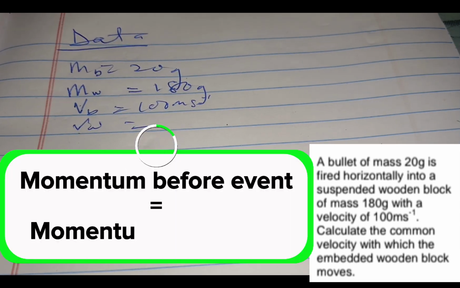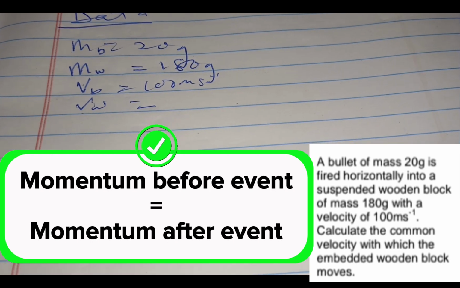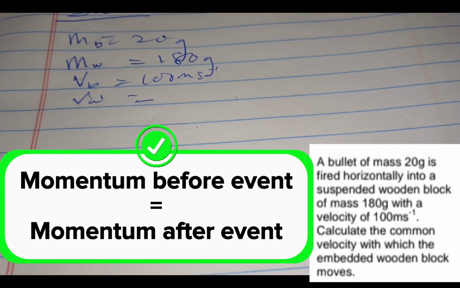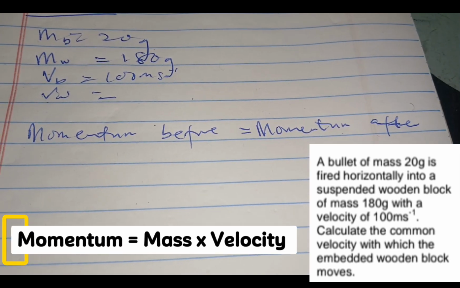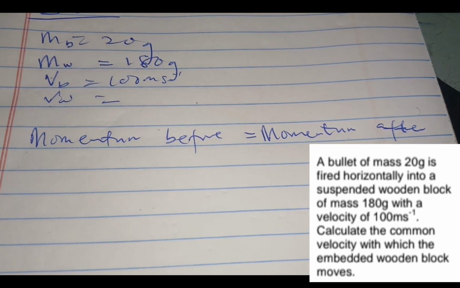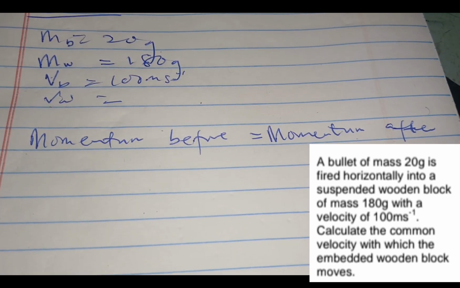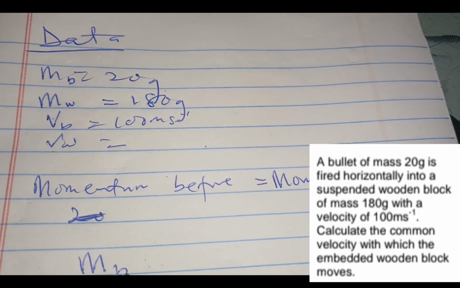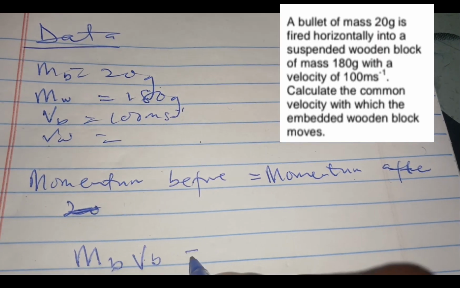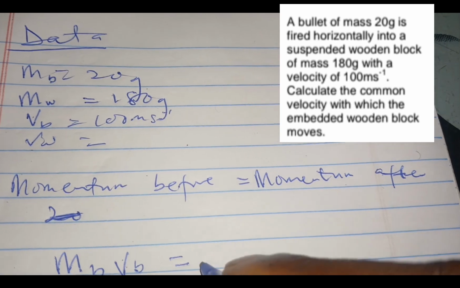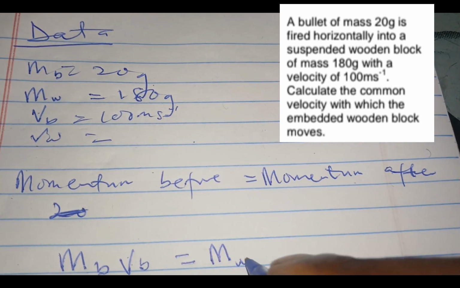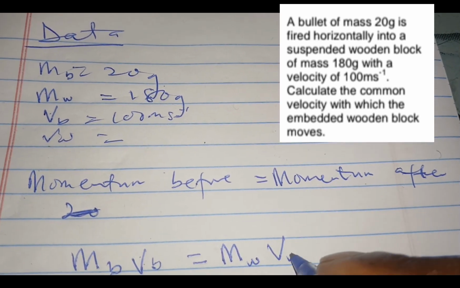And we know that the momentum before an event is equal to the momentum after the event. Momentum is mass times velocity, and we are dealing with the momentum of the bullet in respect to the momentum of the block. The mass of the bullet times the velocity of the bullet is equal to the mass of the wooden block times the velocity of the wooden block.